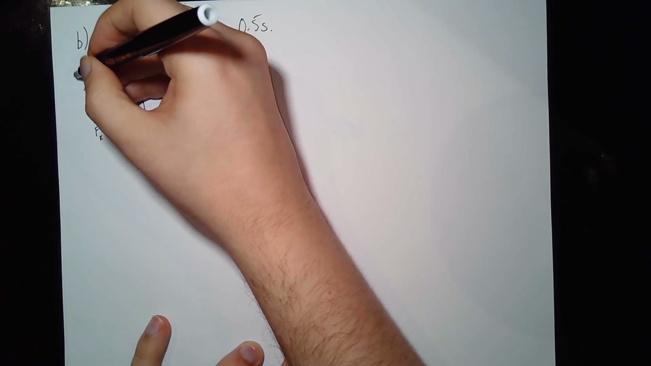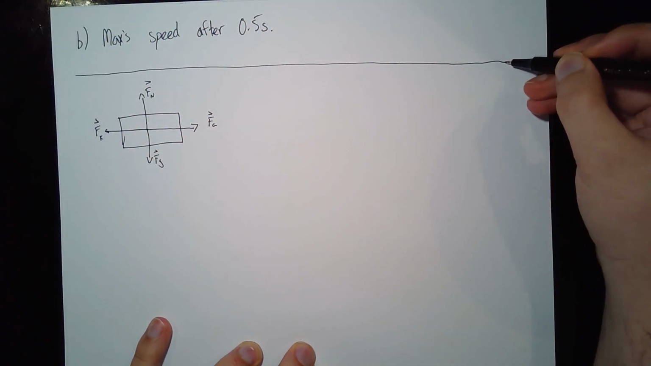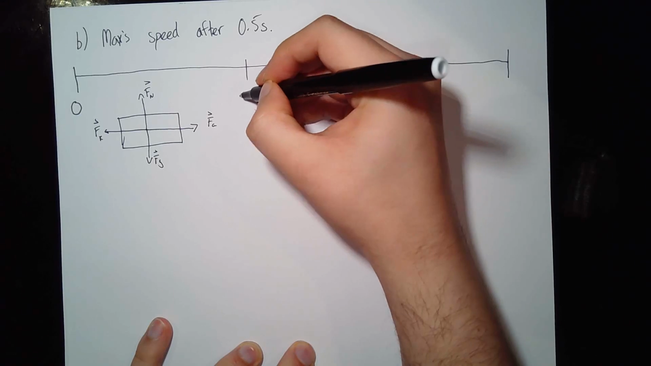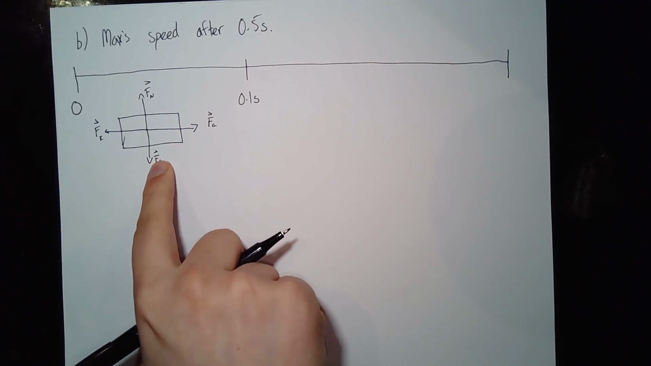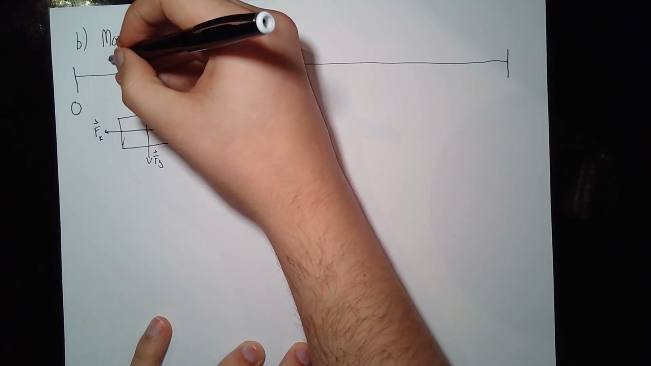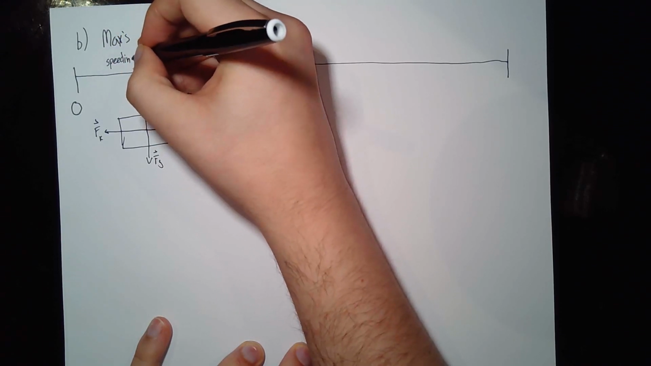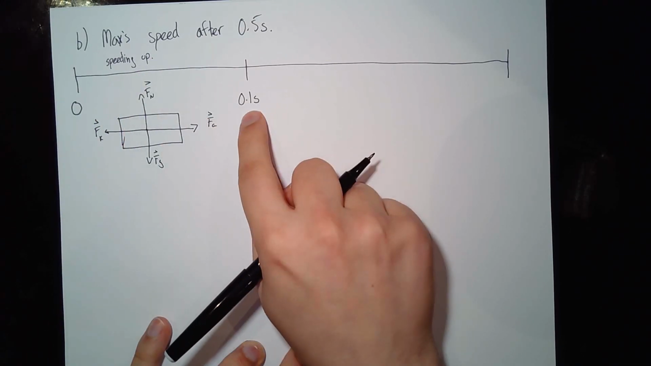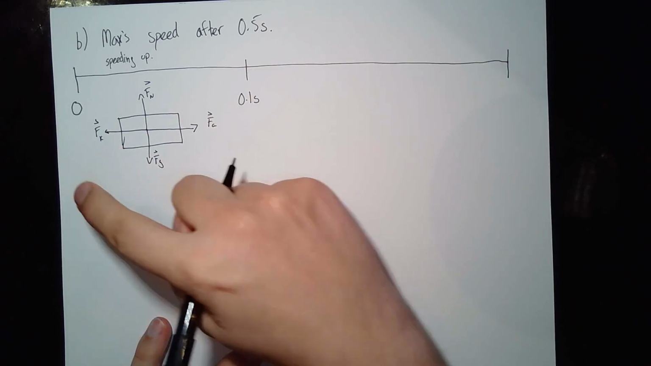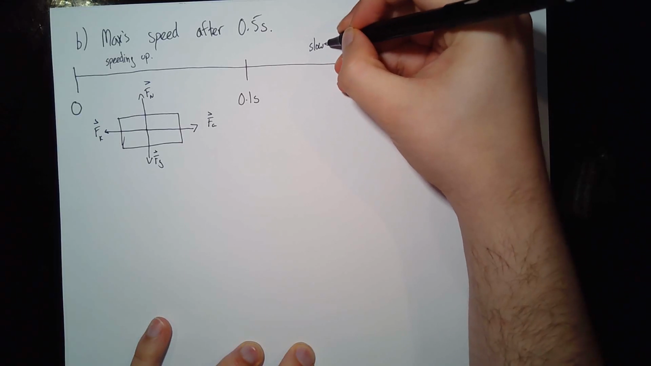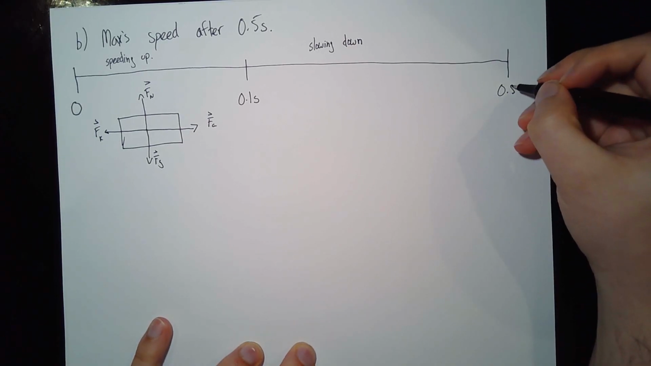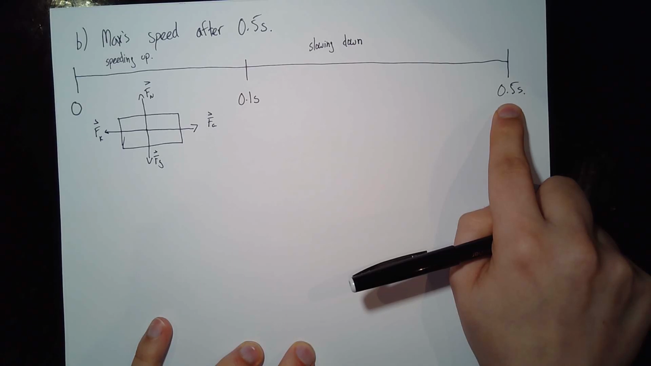And so the way we're going to do that is by drawing our timeline to help us organize our information, right? We know from 0 seconds to 0.1 seconds, there's an applied force being applied to Max, and he's going to be accelerating. He's going to be picking up speed. So we'll call this the speeding up interval. But then after 0.1 seconds, that applied force goes away. And so all there's going to be is this force of kinetic friction going in the opposite direction. So in this case, he's going to be slowing down until when the question wants us to figure out the answer, which is 0.5 seconds.